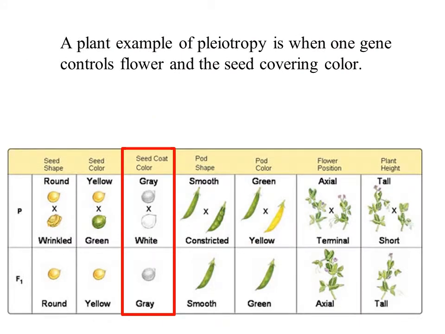Another example of pleiotropy is seen with the pea plant that we have been looking at in Mendelian genetics. This one gene controls flower and seed covering color.